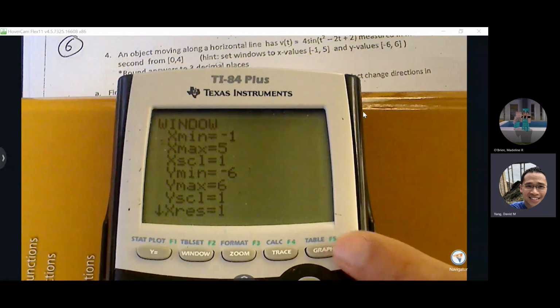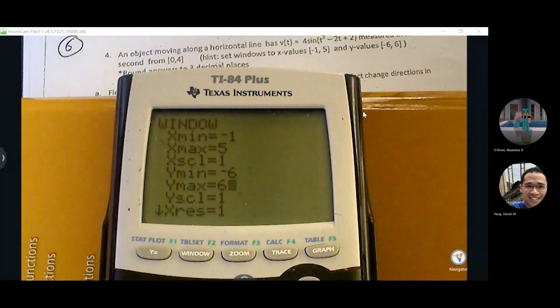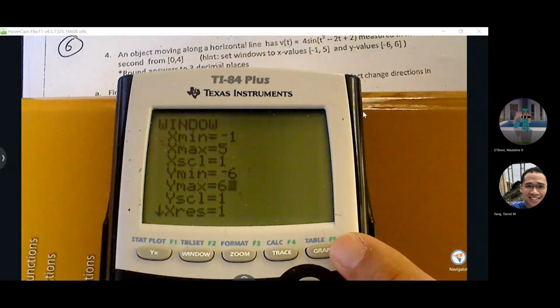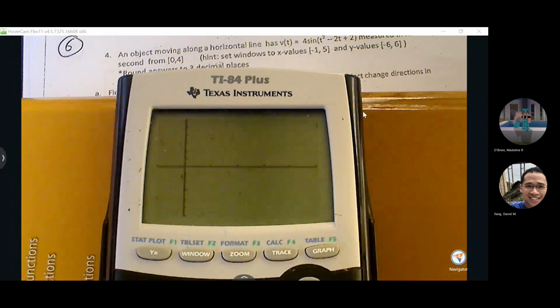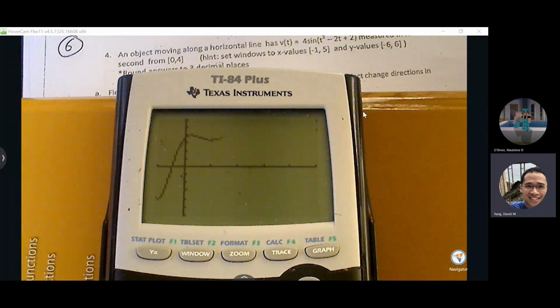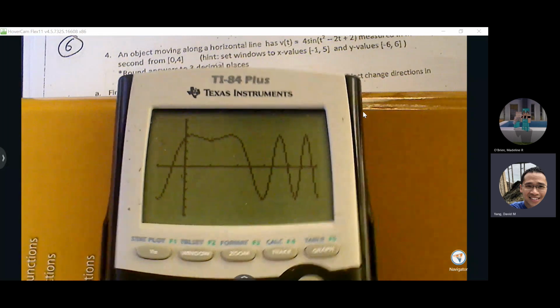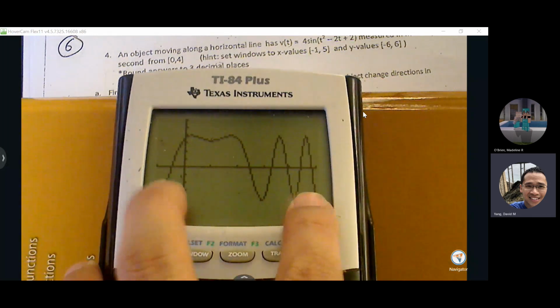And then when you're done, you'll hit that graph button. Graph. Up here. Okay. So this is what your graph should look like. So imagine this is the velocity graph. Well, this is the velocity graph.